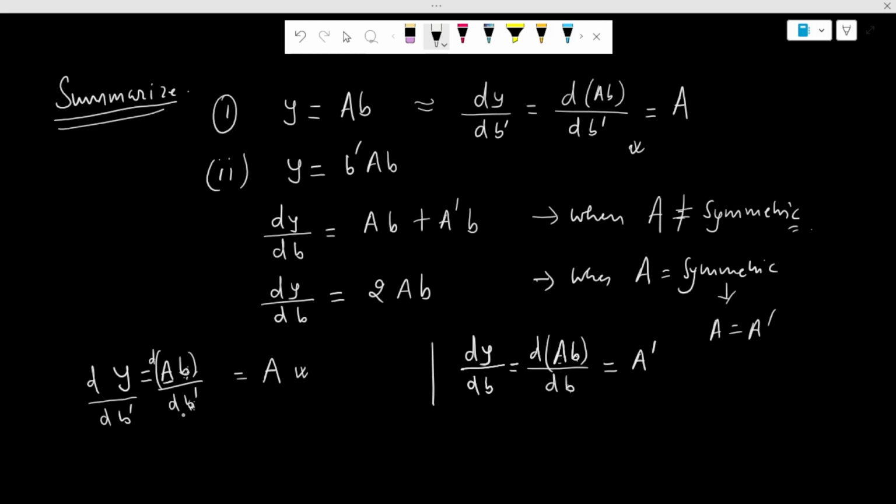Once again, if the variable in the numerator and the variable in the denominator are transposed to each other, we take the pre-multiplication or the post-multiplication term the way it is in its original form. And on the contrary, if the variables are in the same order, then we take the transpose of either the pre-multiplication or the post-multiplication term. And let us see if this rule applies for this second case, the quadratic form, or not.